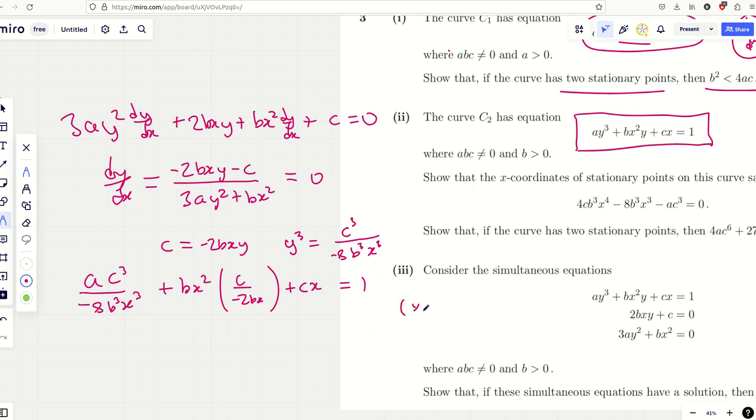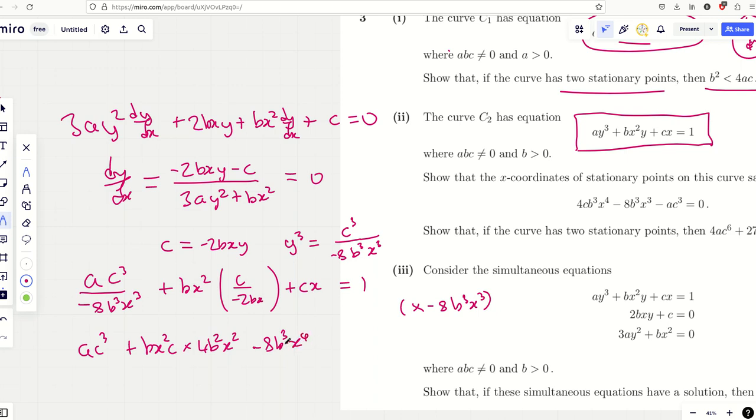I guess the best thing to do first would be times by minus 8b cubed x cubed, to get rid of those horrible fractions. So you've got ac cubed plus bx squared c, times by, what we're going to be left with there is 4b squared x squared. And then we're going to have plus cx to the 4, well, should we say minus 8b cubed? Let's rub out that plus as well. Minus 8b cubed x cubed, x to the 4, sorry.